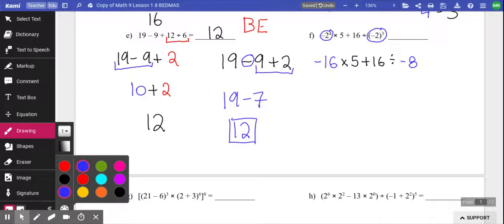So that's how we do exponents. You're just simplifying them to turn them into numbers. And then you do division and multiplication the same way we were doing it before. So you look for any divisions. I do have a division. It's right here.